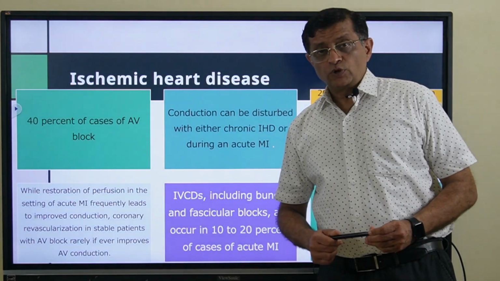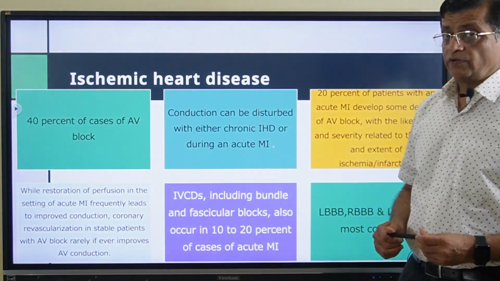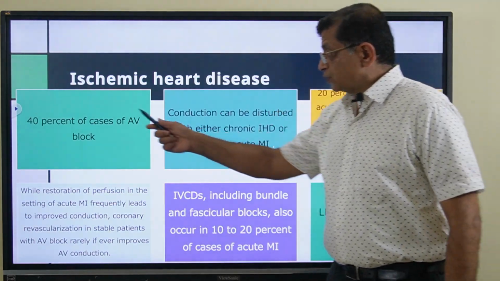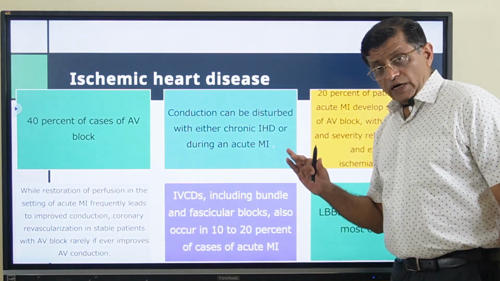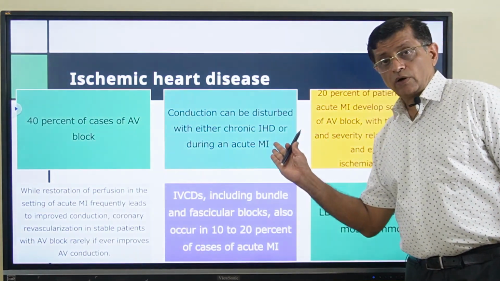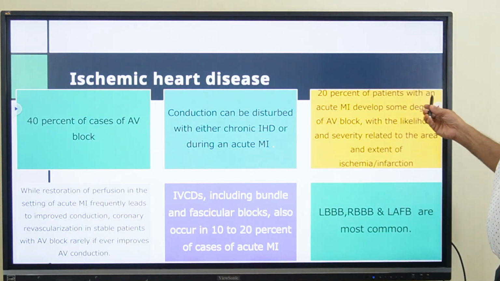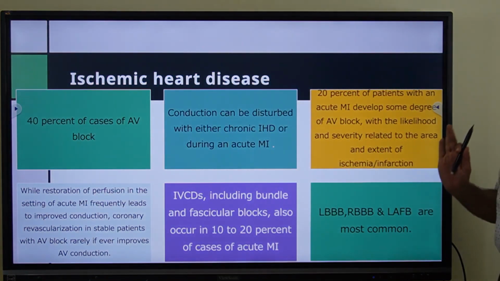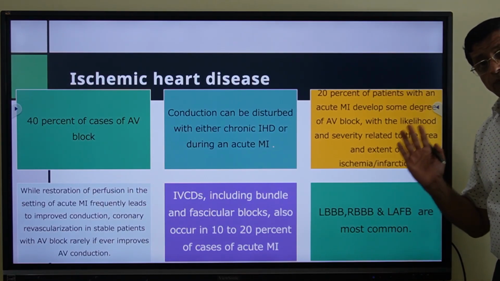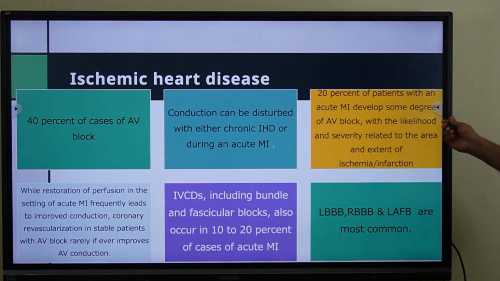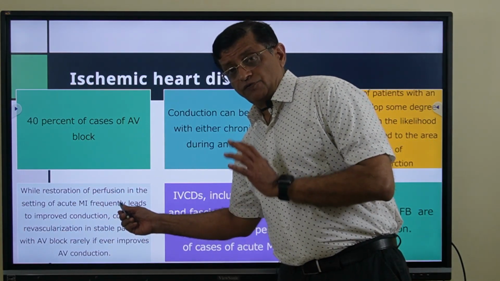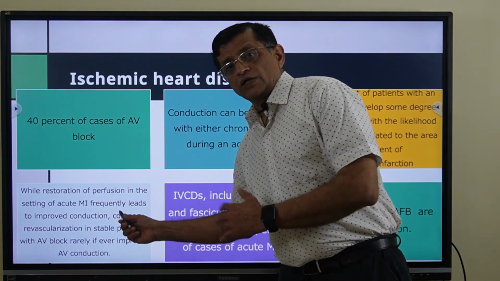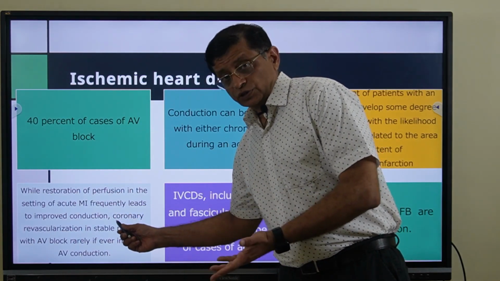Second to the fibrosis, the most common cause of AV blocks is ischemic heart disease. So 40% of cases of AV blocks are due to ischemic heart disease. Conduction can be disturbed in chronic IHD, ischemic heart disease, or in acute coronary syndrome. 20% of patients with acute MI develop some degree of AV block. So 1/5 of patients with MI will develop AV block, with the likelihood and the severity related to the area and the extent of infarction. And with the restoration of perfusion, if it is an acute condition, especially in inferior wall MI, with the restoration of the RCA perfusion, usually the block is reversed.